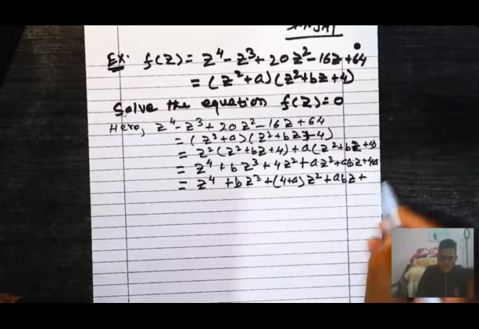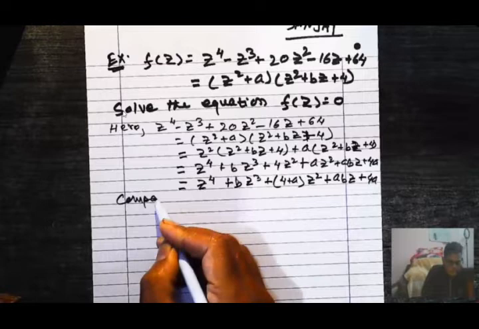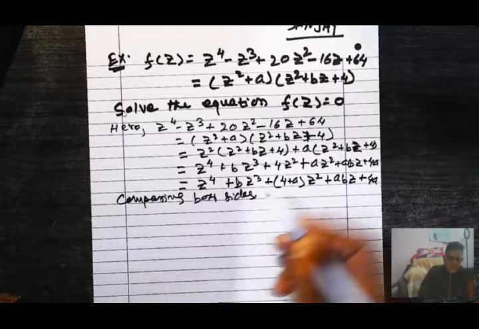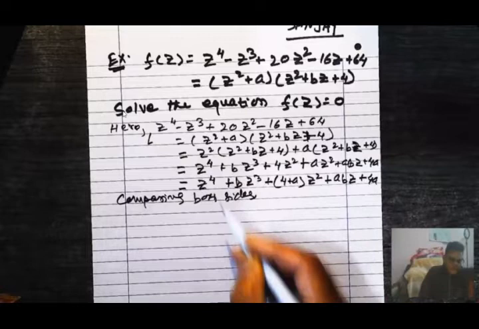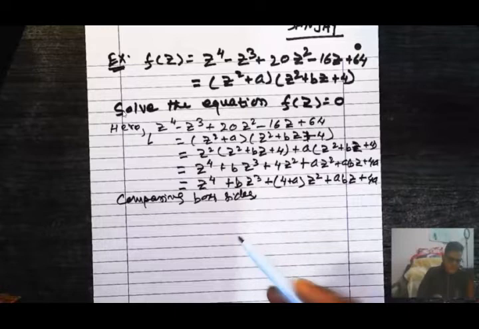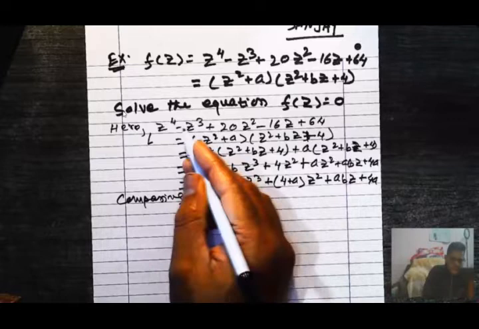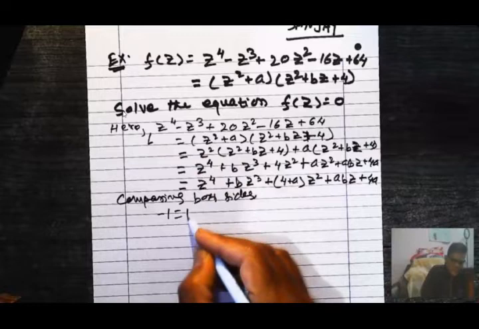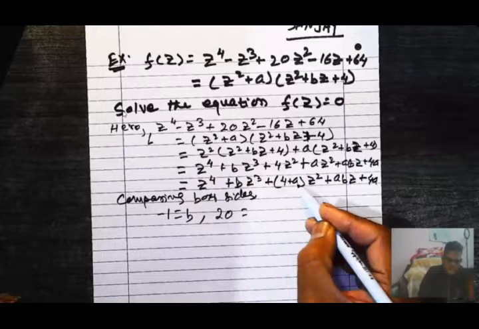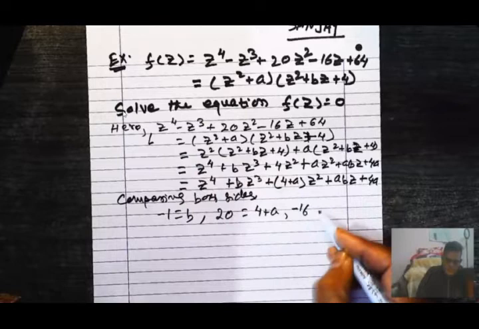Now what you can do is comparing both sides, this is the left hand side and this is the right hand side, and you compare this. So z^4 has no other constant like b and a, but if you compare the coefficient of z cube from both sides, in the left side you can see the coefficient is minus 1, so you can write minus 1 equals b here, and next z square is 20, and that's going to be here in the z square it is 4 plus a, and z has constant coefficient 16, but here z has constant coefficient ab. And finally, can you see anything?